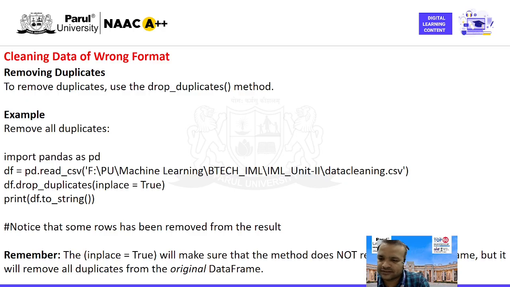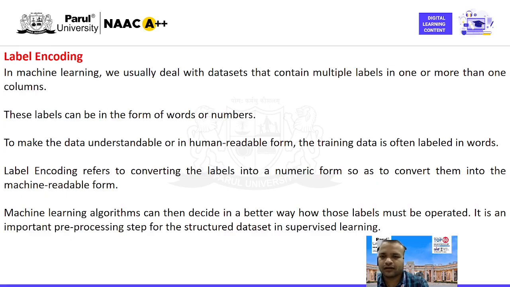After deleting those duplicate entries, if you want to see the result, use the print function. Notice that some rows have been removed from the results. And inplace equals true means that the method does not return a new data frame, but it will remove all duplicates from the original data frame. Got it? Remember this. This method does not return a new data frame, but it removes all duplicates from the original data frame. Mind it.